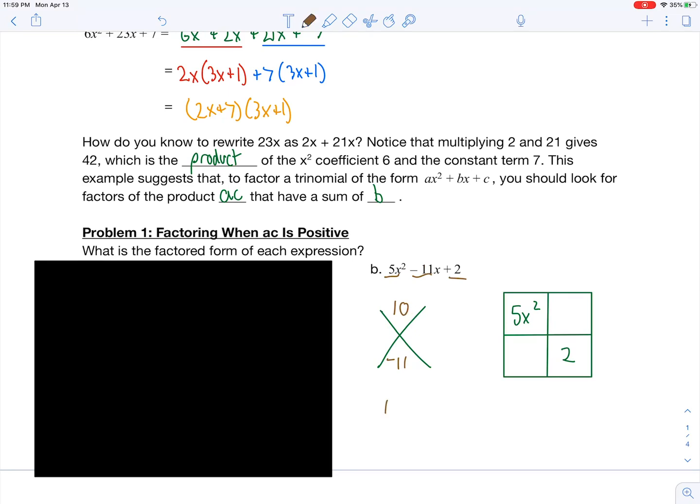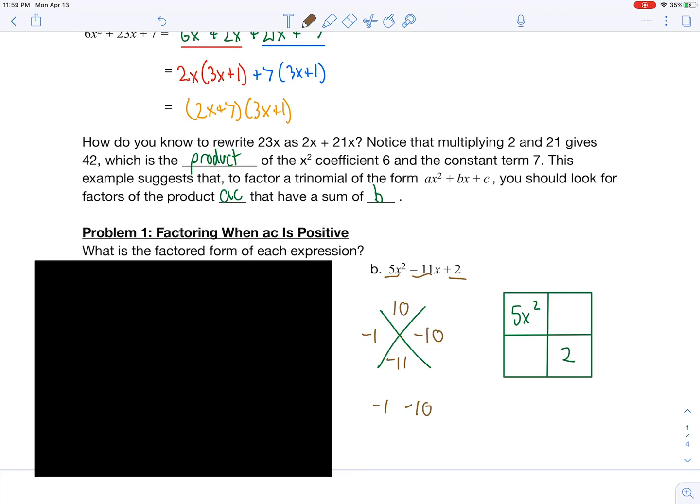So if I did 1 times 10 to get 10, that's not going to work because 1 plus 10 is not a negative. But as long as I just do something like negative 1 and negative 10, I think that's going to work. Negative 1 and negative 10. If I multiply those two together, negative 1 times negative 10 is a positive 10. And if I add them, negative 1 plus negative 10, I get negative 11.